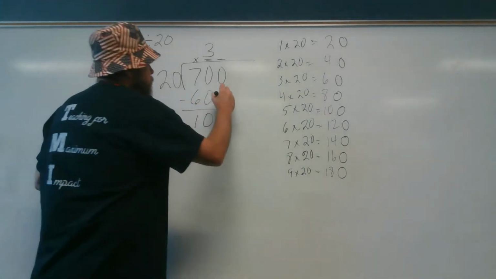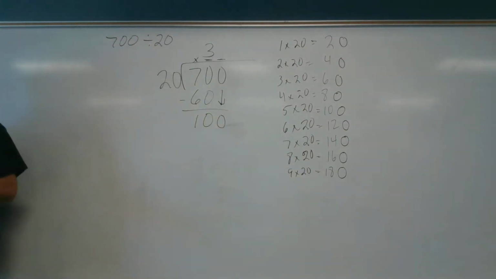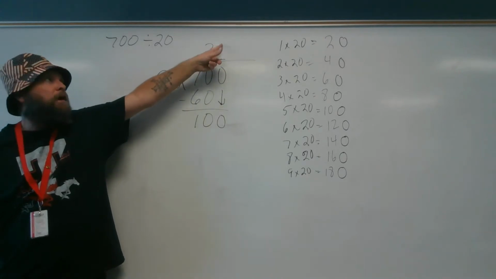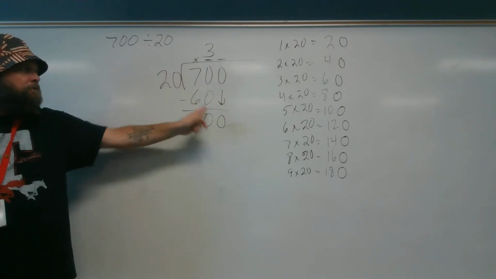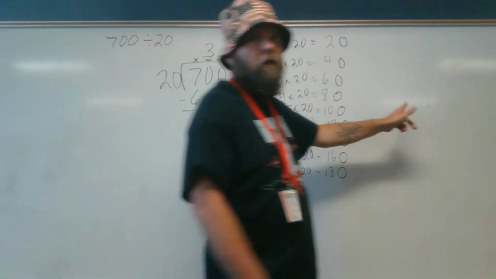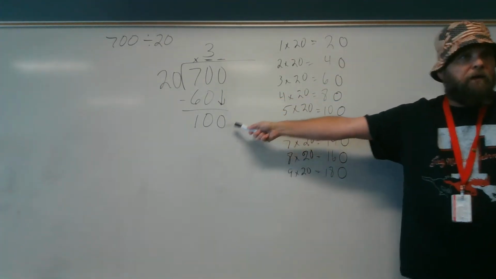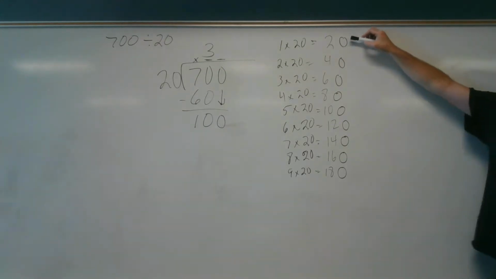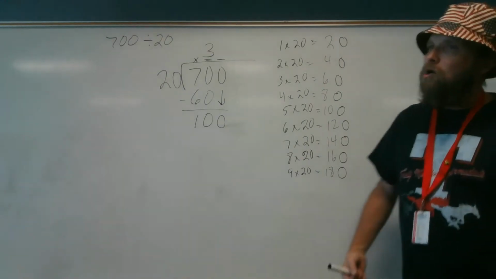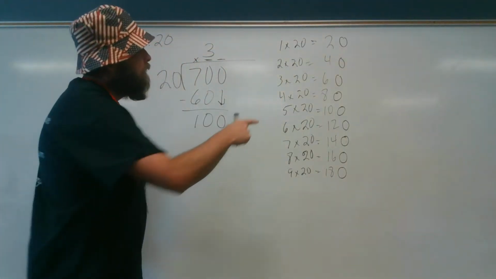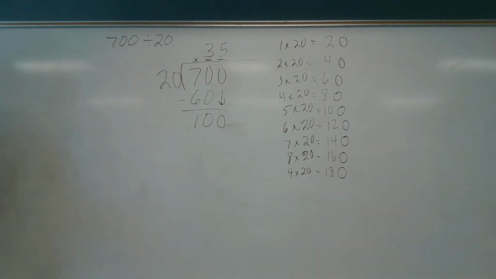Now it says we bring down after we subtract. So I have to bring down this 0. My next number has to go above this. You with me, Reagan? Because I'm taking 20 into 100. I need to get as close to 100 as I can get without getting over. So you tell me when I'm as close as I can get without going over. 20, 40, 60, 80, 100. Stop. And since 5 times 20 is 100, the 5 goes there.